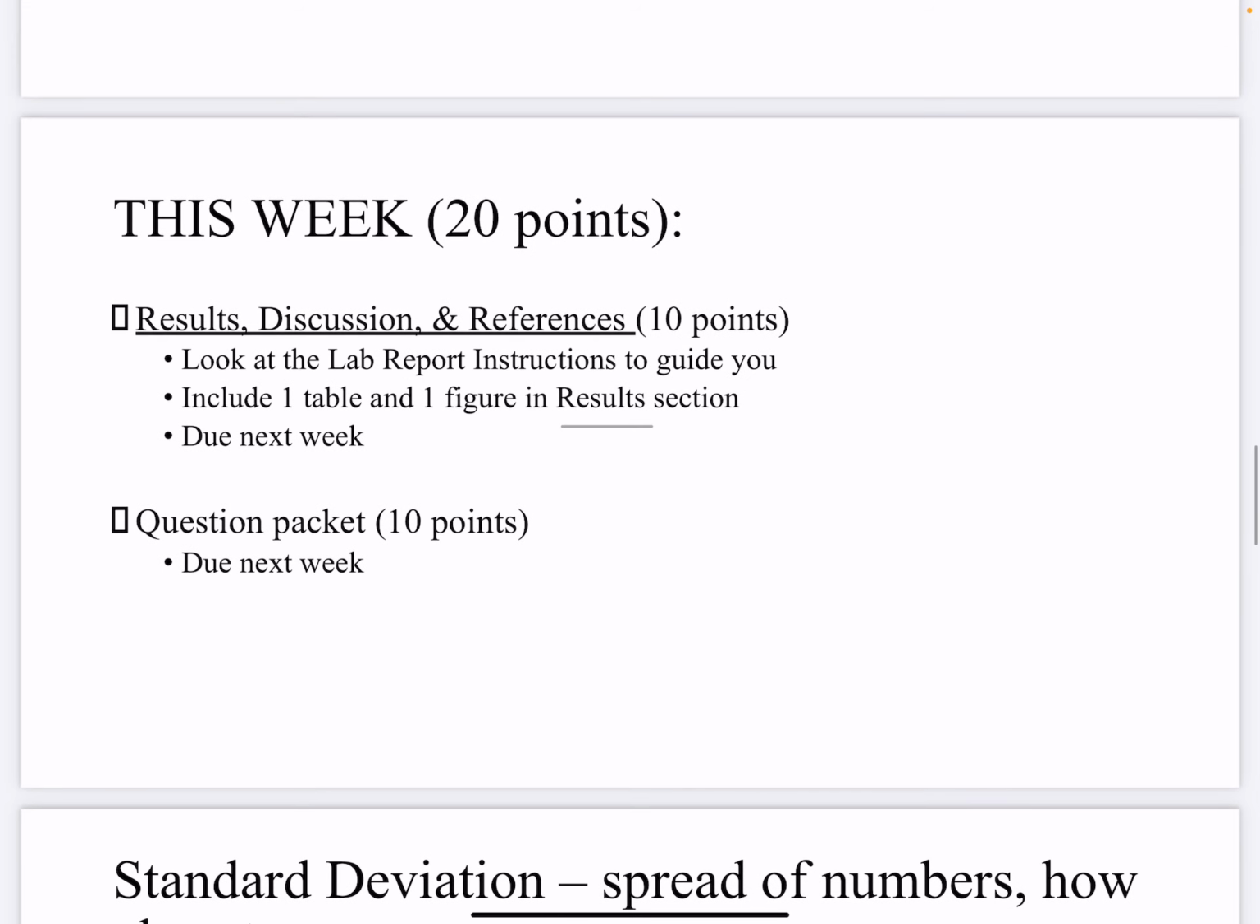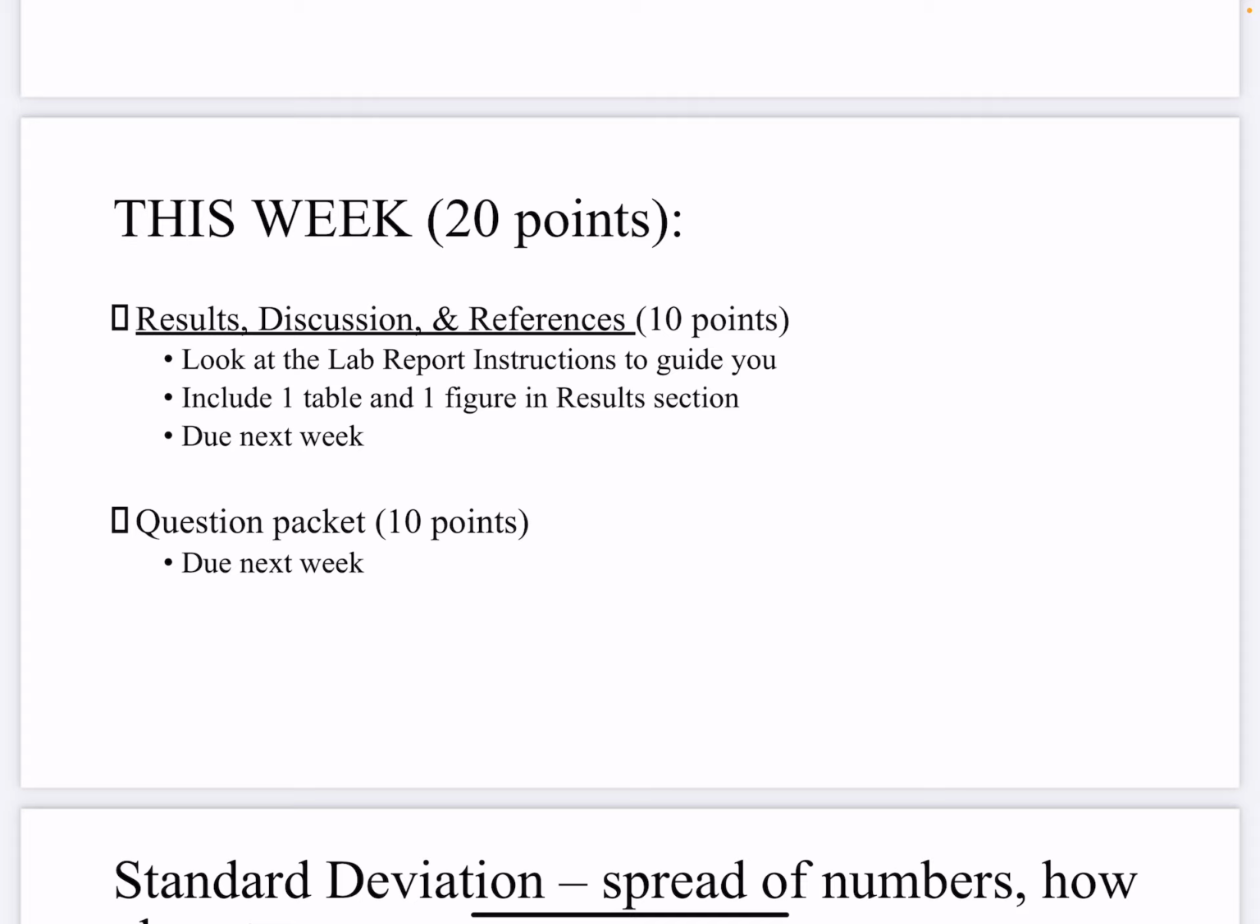So what we'll be doing this week is you will type up a results, discussion, and references. Look at the lab report for instructions to guide you on this. And then you'll be creating tables and figures in this. We'll go over what we expect of the tables and figures here in just a second.